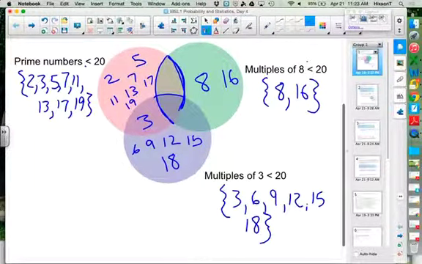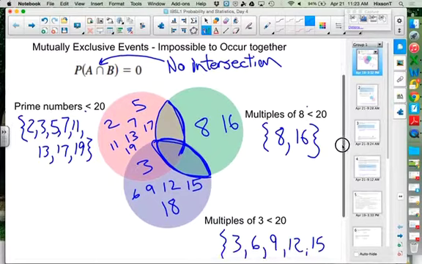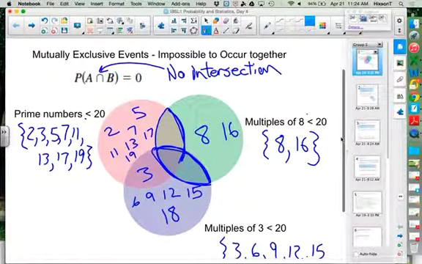But since we stopped it at 20, we would say these are mutually exclusive because, again, their intersection is empty. So prime numbers less than 20 and multiples of 3 less than 20 are not mutually exclusive, but the other two pairs here are. They cannot occur together. Therefore, what's the probability of having a prime number less than 20 and a multiple of 8 less than 20? 0.